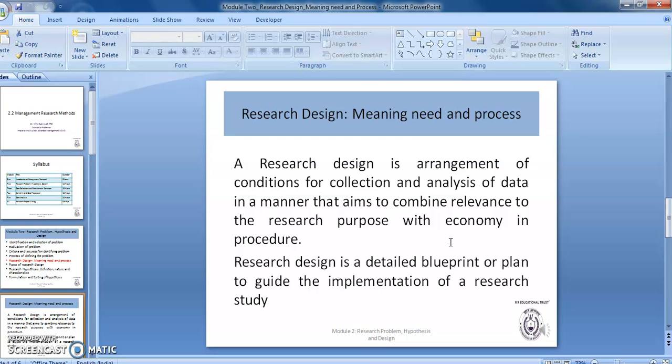Next, research design is a detailed blueprint or plan which is to guide the implementation of a research study. So there must be some points that provide goalposts, points that act as a guideline in a way that will help you structure the research and go through the research step by step. So that is what we are talking of when it comes to the research design blueprint.